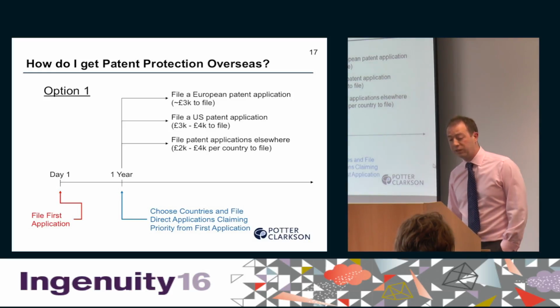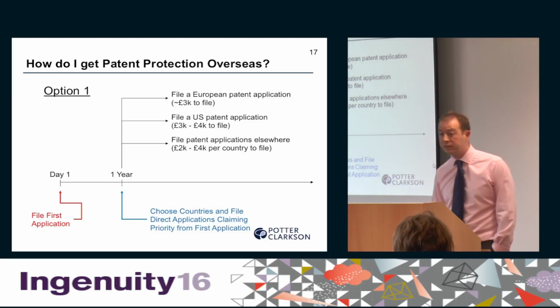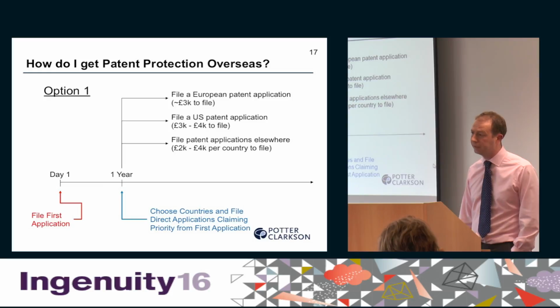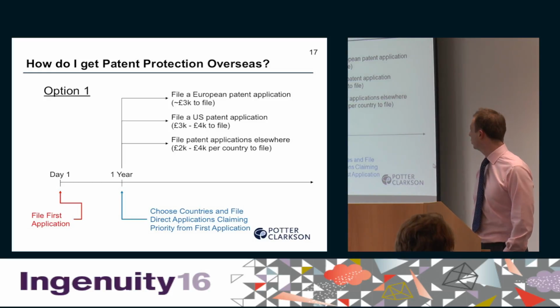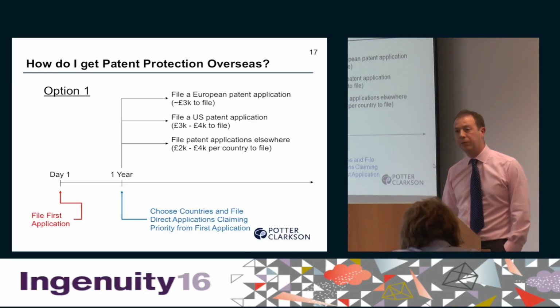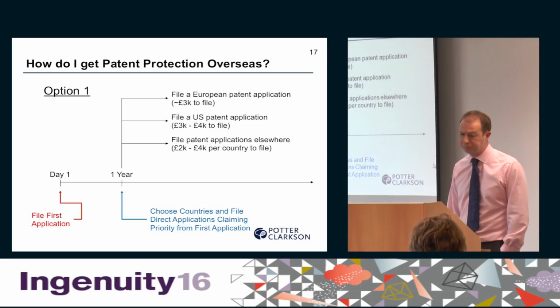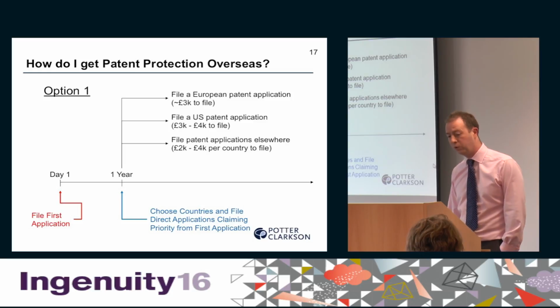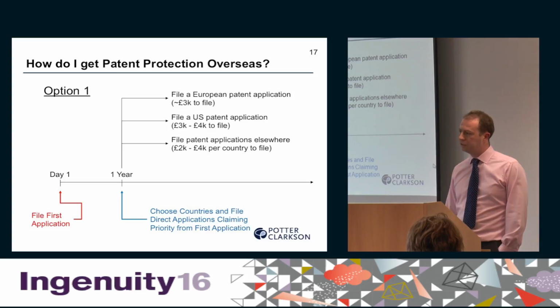So getting patent protection overseas, there are two options I'll talk about. The first one is at the 1 year date, when you can file priority claiming applications to pick and choose the countries you want. So I've given some example costs there. You could file a European application to cover all of the EU and other European countries, which will be about £3,000. The US might be 3 to 4, and other countries could be 2 to 4. So you can see that costs can multiply very quickly, very early on.